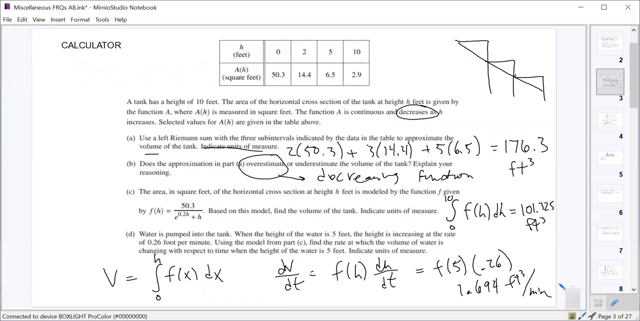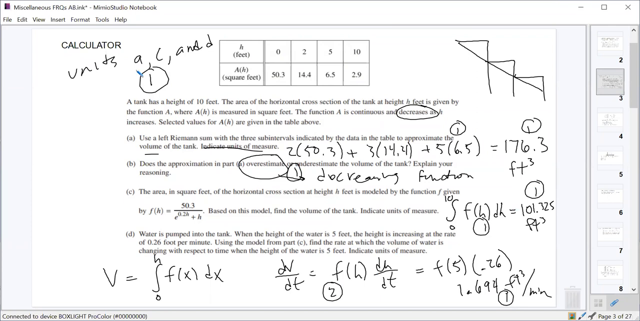So part A, 1 point for setup, 1 point for the answer. Part B, 1 point for overestimate with a reason. Part C, 1 point for the integral, 1 point for the answer. And part D, 2 points for this and 1 point for the answer. And you'll note that that's only 8 total points. 1, 2, 3, 4, 5, 6, 7, 8. There was also 1 point if you had the units for A, C, and D. You had to have correct units in all 3 of them to get the 9th point. Everybody good there? Any questions in the Zoom on that one?